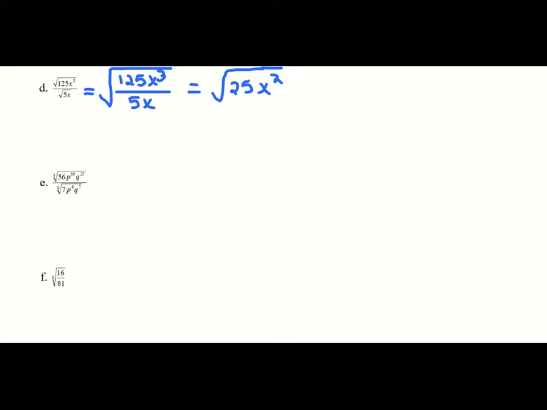And now that I'm looking at that, because I did have that one fraction that I could simplify, I know that the square root of 25 is 5, and the square root of x squared is x. So I get a final answer of 5x.